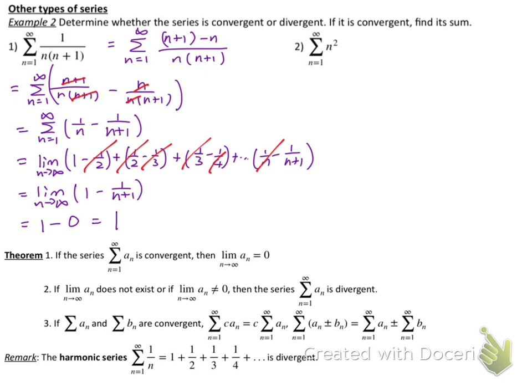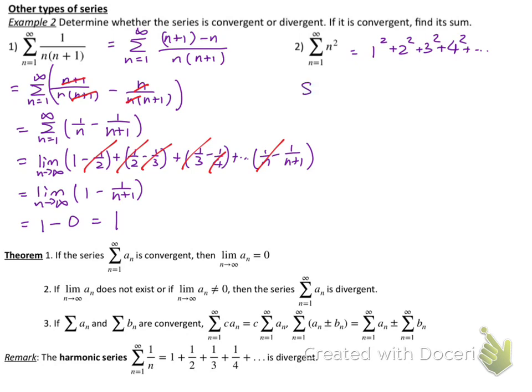Now, second example, the sum of n squared. So what are we having? We're having 1 squared plus 2 squared plus 3 squared plus 4 squared. You keep adding, it gets higher and higher, right? So actually it goes to infinity. I think it's quite obvious, but how can you justify it?